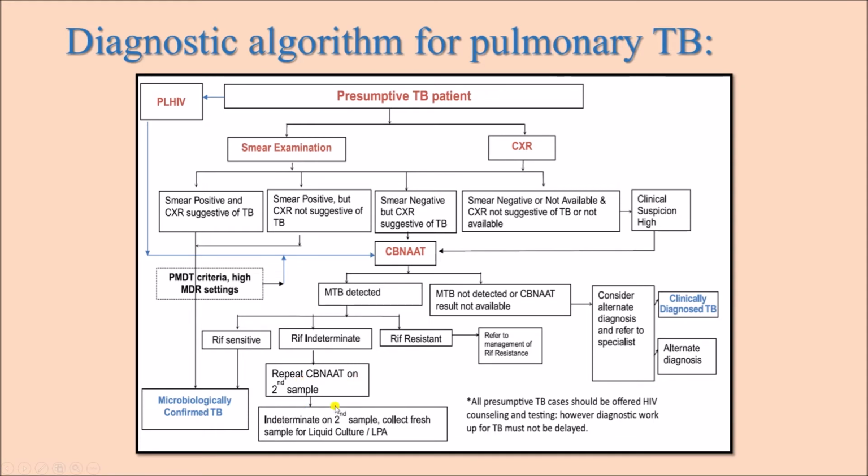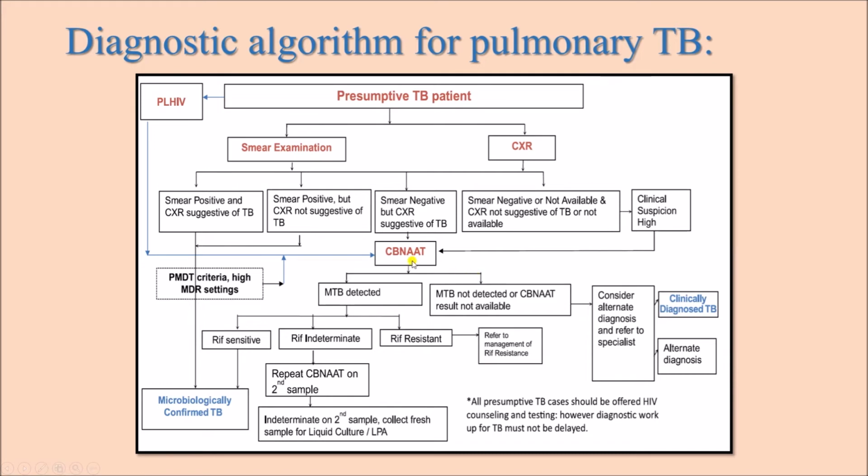If even on the second sample the result is indeterminate, that means we could not conclude from the result, then we have to collect a fresh sample and we have to go for liquid culture or line probe assay. So alternative method of diagnosis. If the result is rifampicin resistance, then we have to treat the patient like rifampicin resistance tuberculosis. This part will be discussed later.